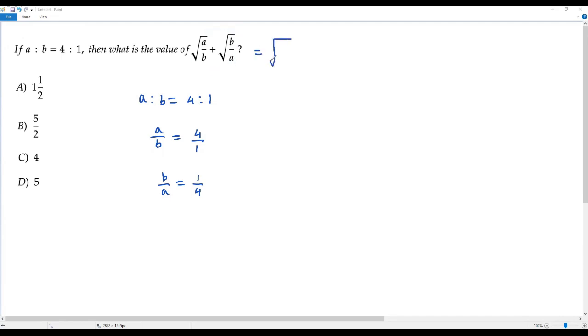Then we get square root of, for a over b we can plug in 4 over 1, and for b over a we can plug in 1 over 4. We know that 4 over 1 is just 4, then we get square root of 4.